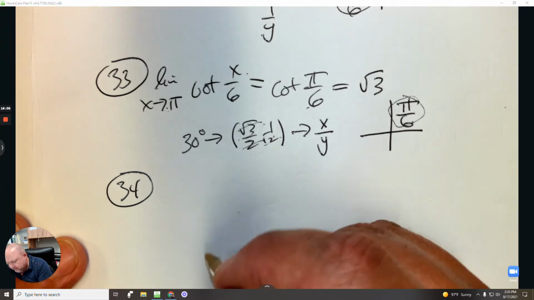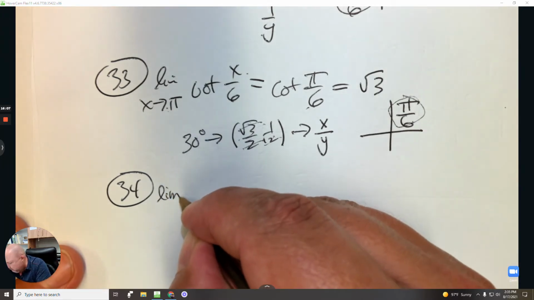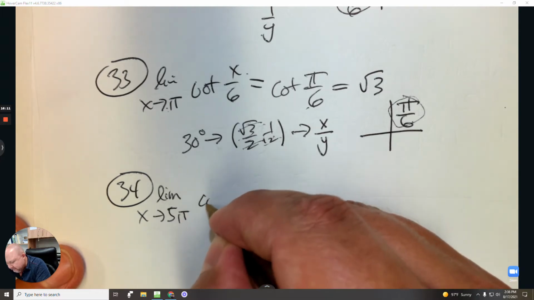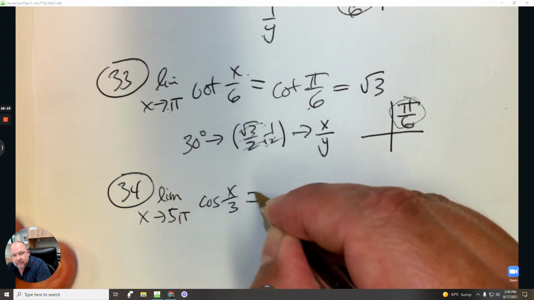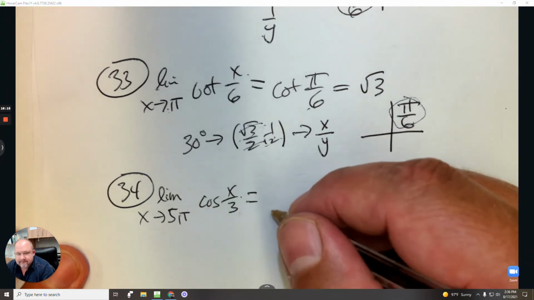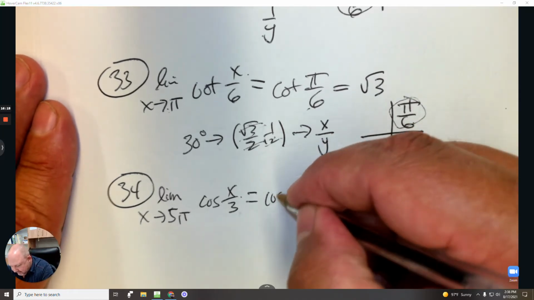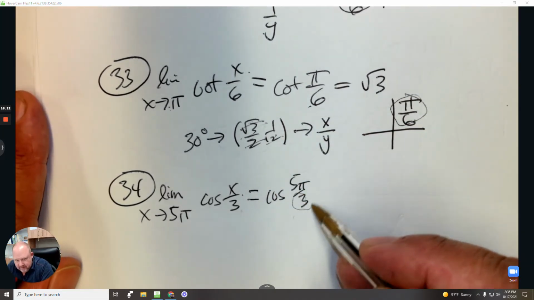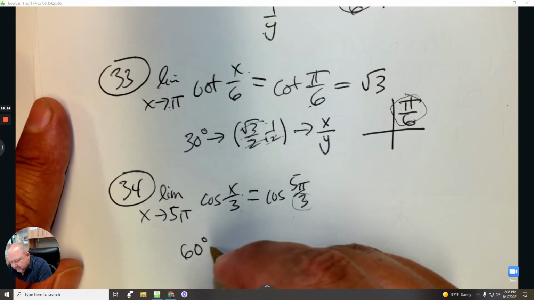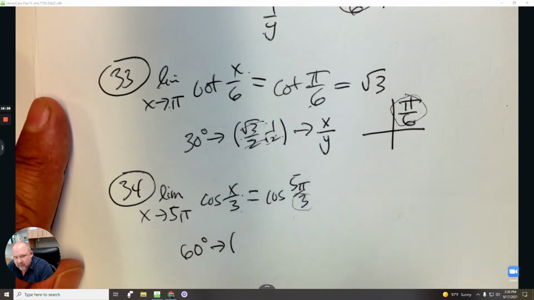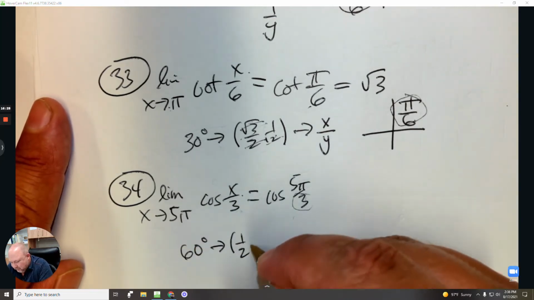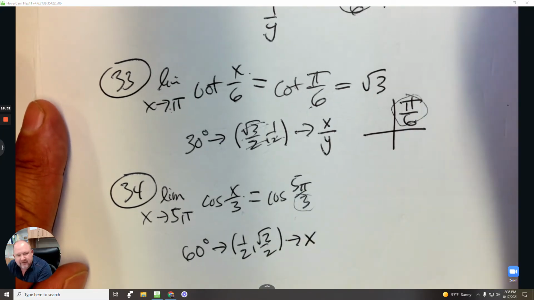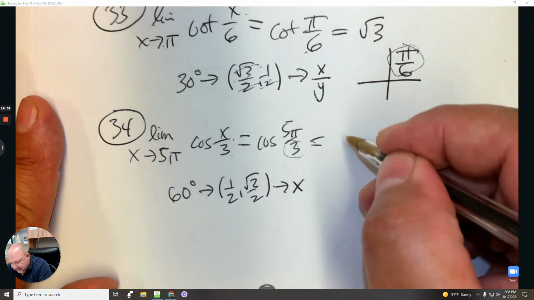One more like this. I think you're okay with one more only. As x approaches 5 pi, so evaluate. That's cosine 5 pi over 3. Because it's 3 in the denominator, it's a 60-degree reference angle. The point at 60 is 1/2 and root 3 over 2. The rule for cosine is the x-coordinate. So the answer is 1/2.